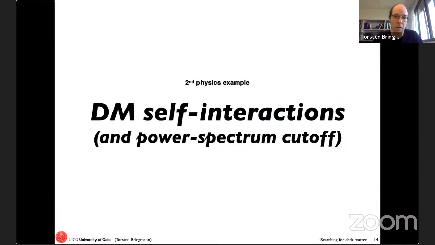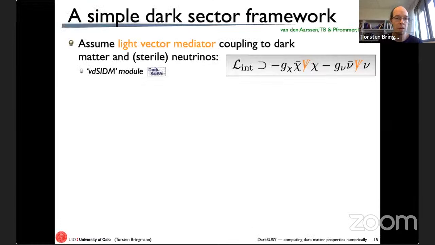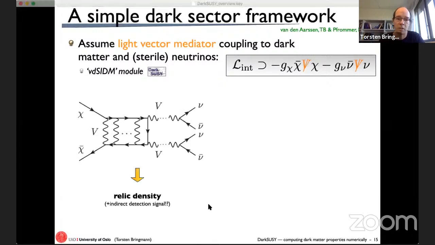Okay, so then another example is dark matter self-interactions. So this is also a model that is implemented, a very simple phenomenological model, where we just say that there's a dark matter particle chi that couples to some light mediator. And then this light mediator also couples to some other light degree of freedom. It could be standard model neutrinos or some sterile neutrinos that live completely in the dark sector. So if it's completely in the dark sector, you can really think of this as a fully decoupled model, which, however, still has interesting phenomenological consequences, because then we can calculate all these processes here.